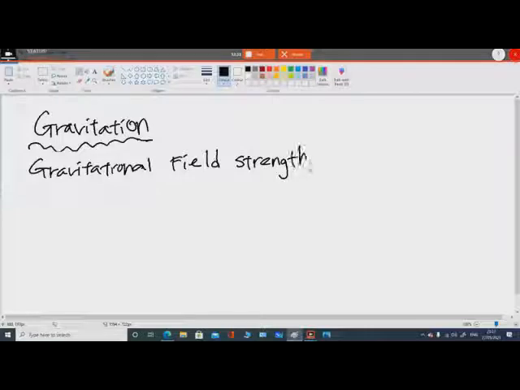So what actually is the gravitational field strength? We know that the weight of the object, which is F, is equal to mg. So this g is equal to F over m.